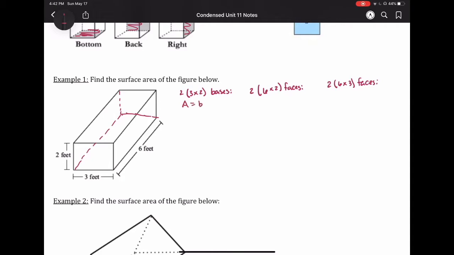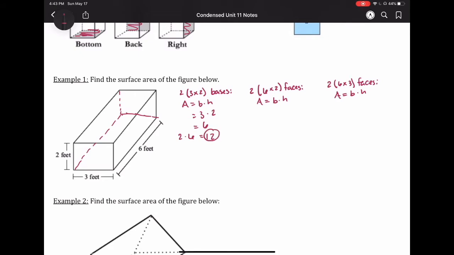All right, all 3 of these rely on the area of a rectangle formula, which says that area is equal to base times height, or length times width is another way to put it. For each of these shapes, let's go ahead and solve. So let's start with the 2 3x2 bases. I have the base as 3 times the height of 2. 3 times 2 is equal to 6, but there's 2 of them, so I have 2 times 6, which is equal to 12. We'll come back to that number in a little bit.